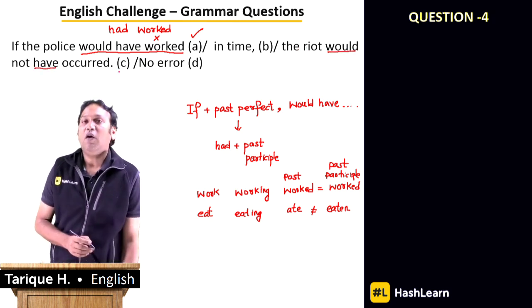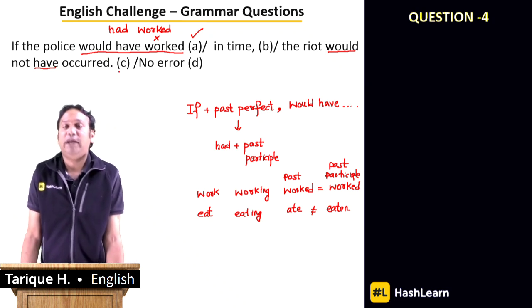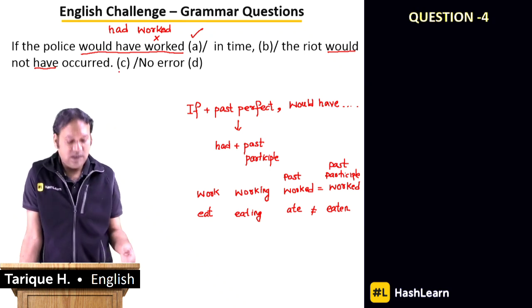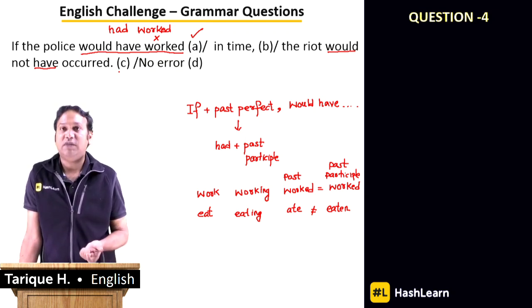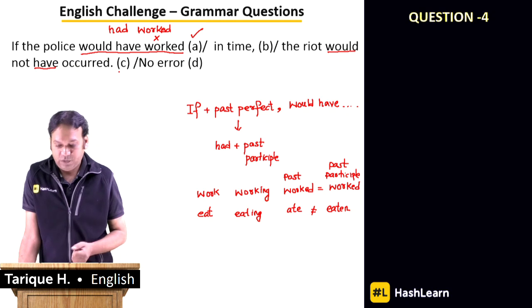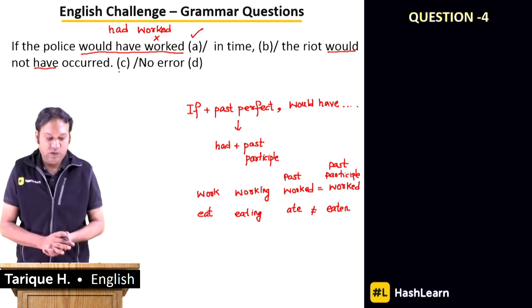So the second part of the sentence will contain would have. In this case it's would not have. Both are correct, would have or would not have, based on the kind of sentence we have there. Okay, so this is the answer for question number 4. Now we'll move to question number 5.